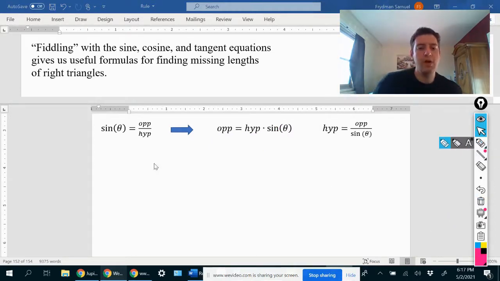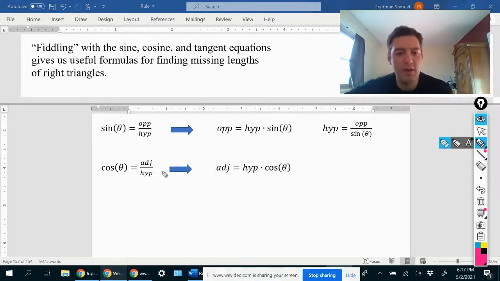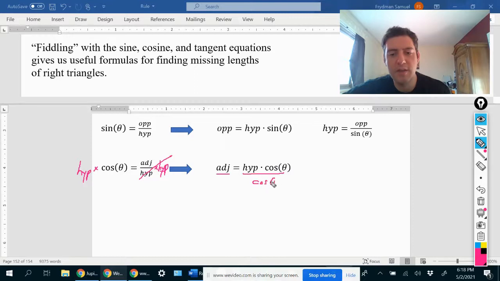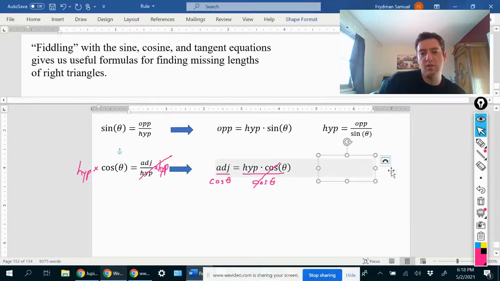Now what if we fiddled around with this equation over here? Well, if we multiply both sides by the hypotenuse, it's very similar to what we did over here. It would cancel over here, and we would get that the adjacent side is equal to the hypotenuse times cosine theta, right? Now, if we want to get the hypotenuse by itself, we could divide both sides by cosine theta. And then we get that the hypotenuse is equal to the adjacent side divided by cosine theta. So that's what I wrote over here.